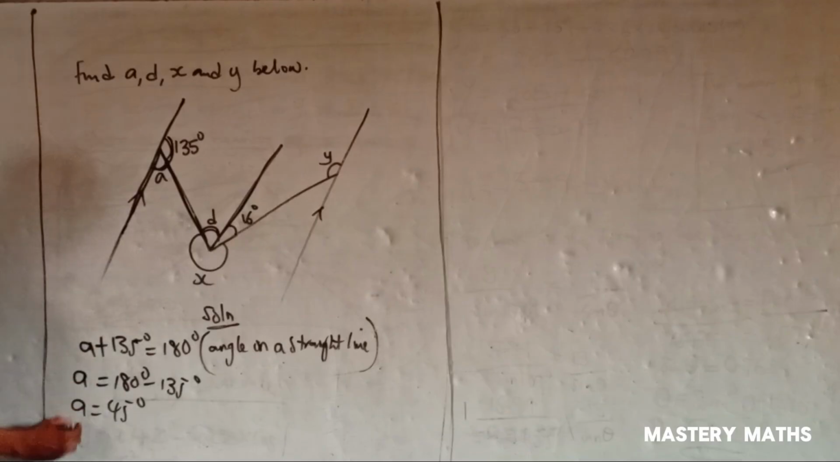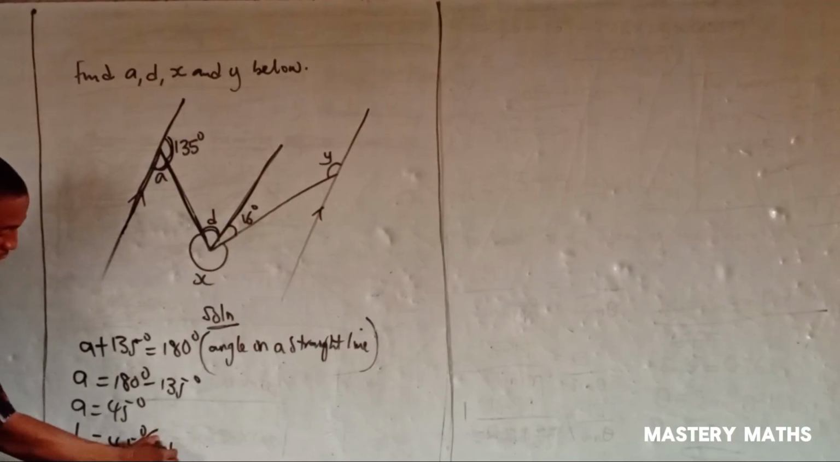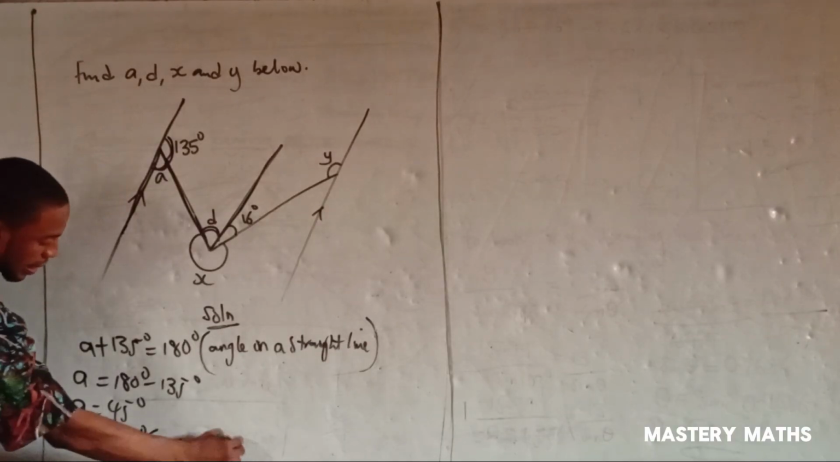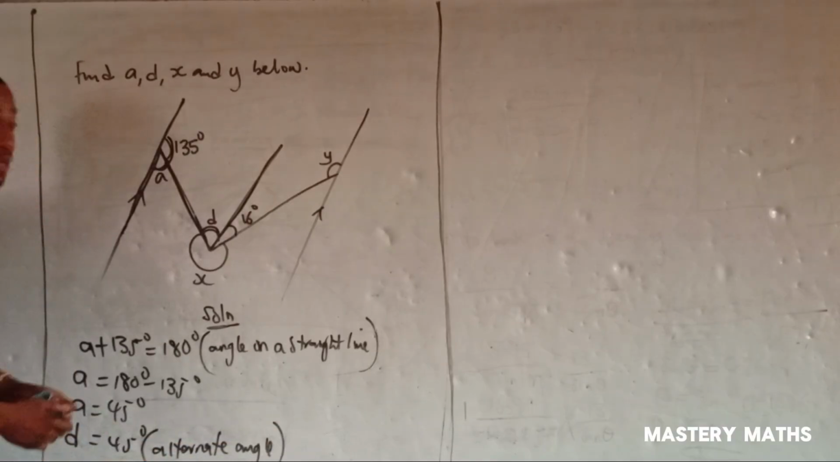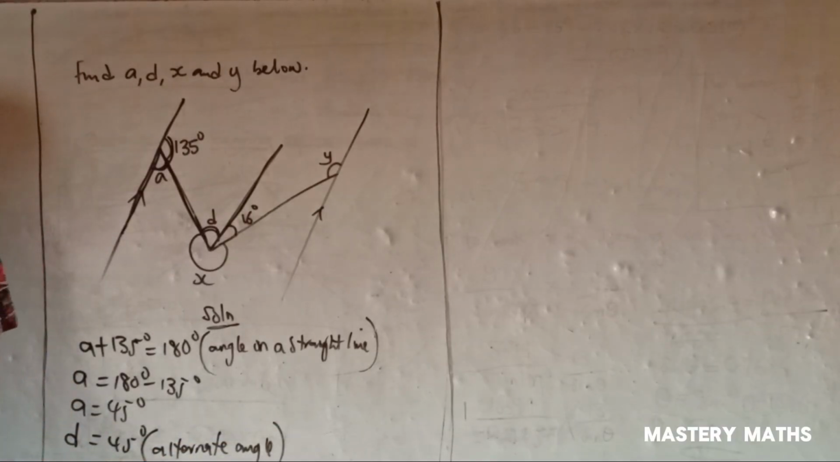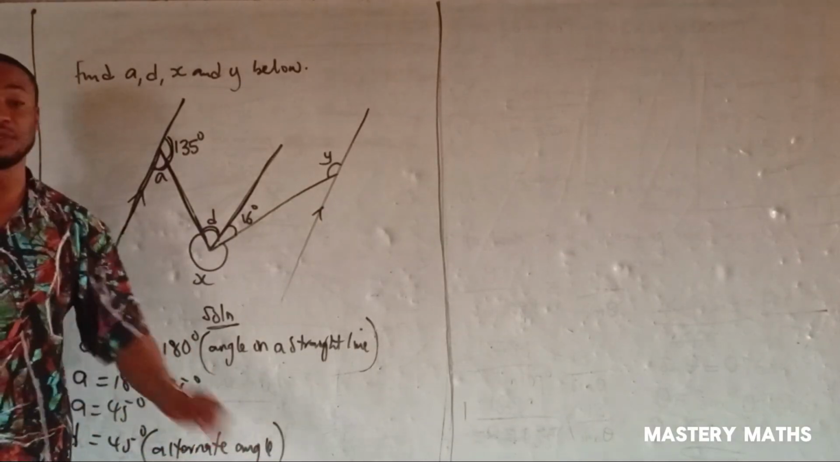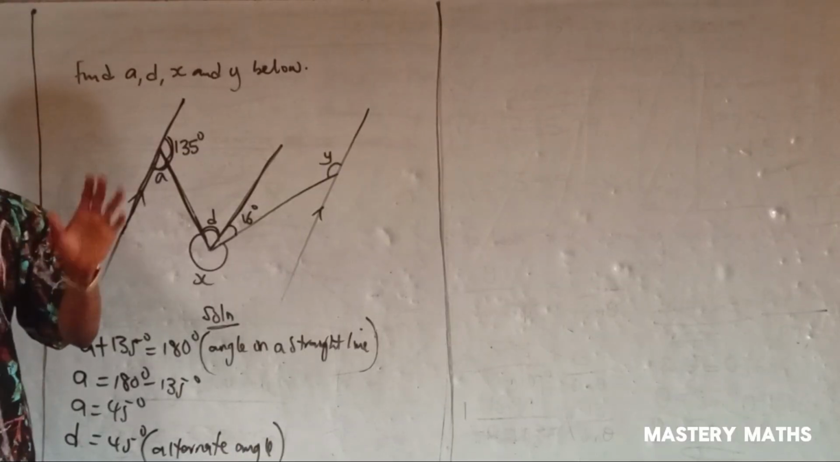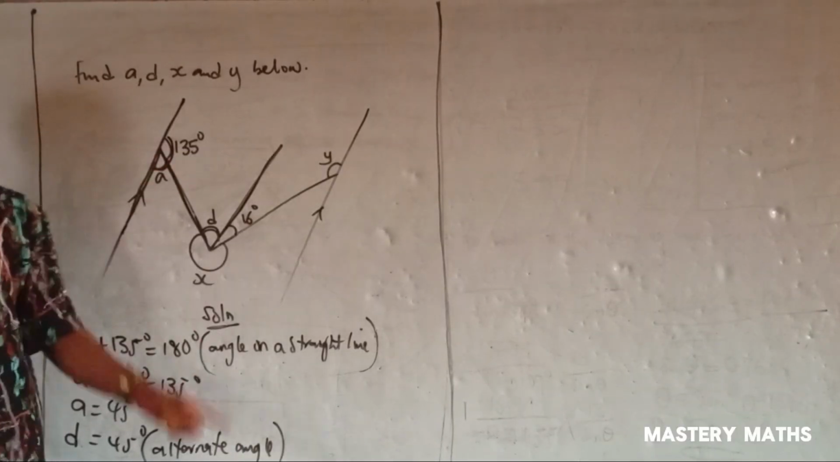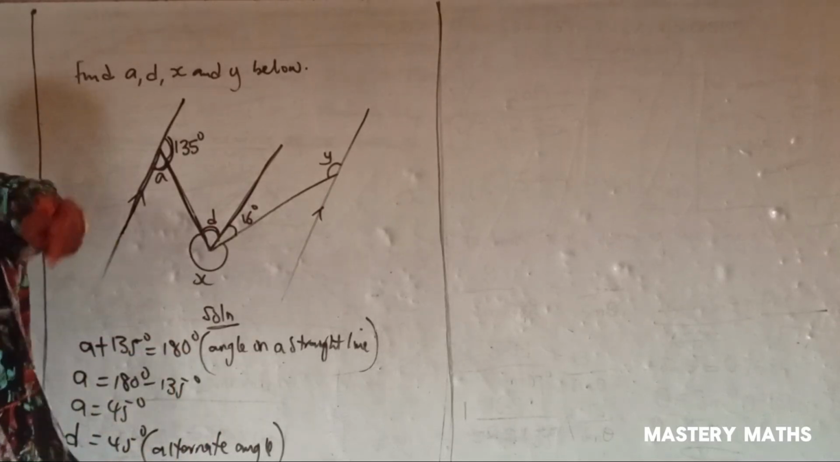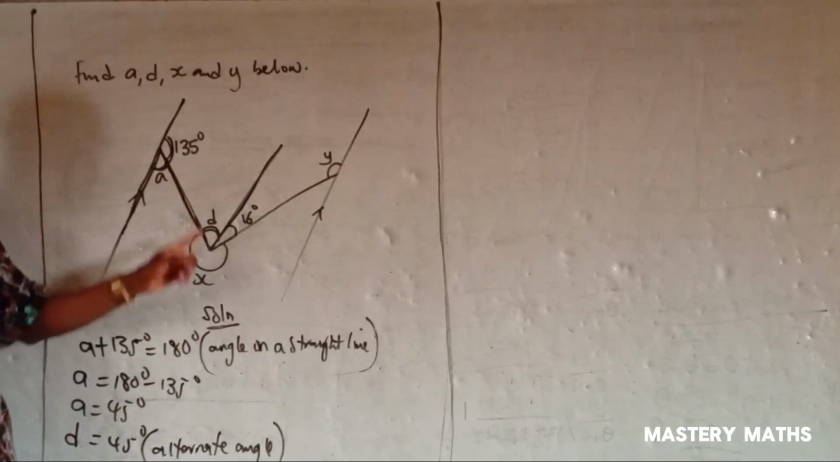So you say D is equal to 45 degrees. What will be the quote? Alternate angle. You've seen it. So in case you want to remember it very fast, you can say Z angle. But please don't write Z angle there. Write alternate. I'm using Z angle for you to be able to arrive fast at alternate angle. Z angle is there to remind you that it is alternate angle.